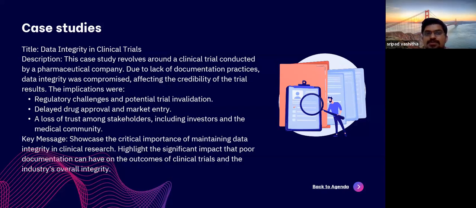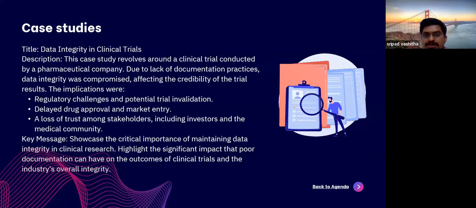And what would be the cause for that? Your filings for entry or getting an approval for that drug would be stopped. Trust would be broken with your patients. Investors would not pump in more money because they feel what you are doing is not right, correct? The medical community would obviously not see you in the right eye.